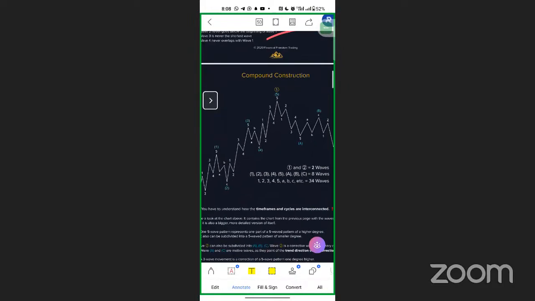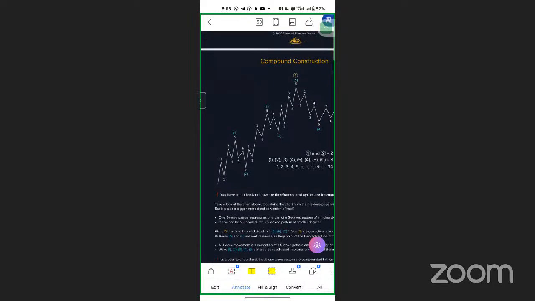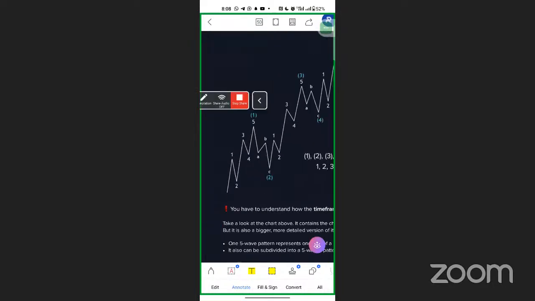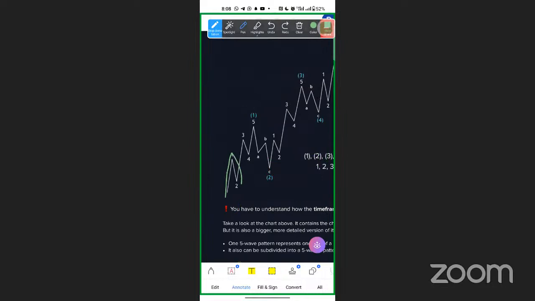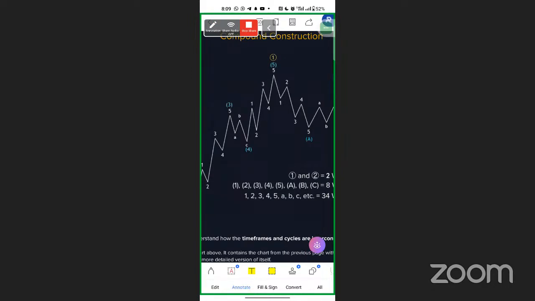Now, this is a compound construction that is trying to describe what I've been explaining. If you can see here, this is what I've been explaining, and I want you to pay attention. You see the market forms 1, 2, 3, 4, and 5. Then it forms A, B, and C. Then it starts 1, 2, 3, 4, and 5. Then it forms A, B, and C. I don't know if you can see that first movement.